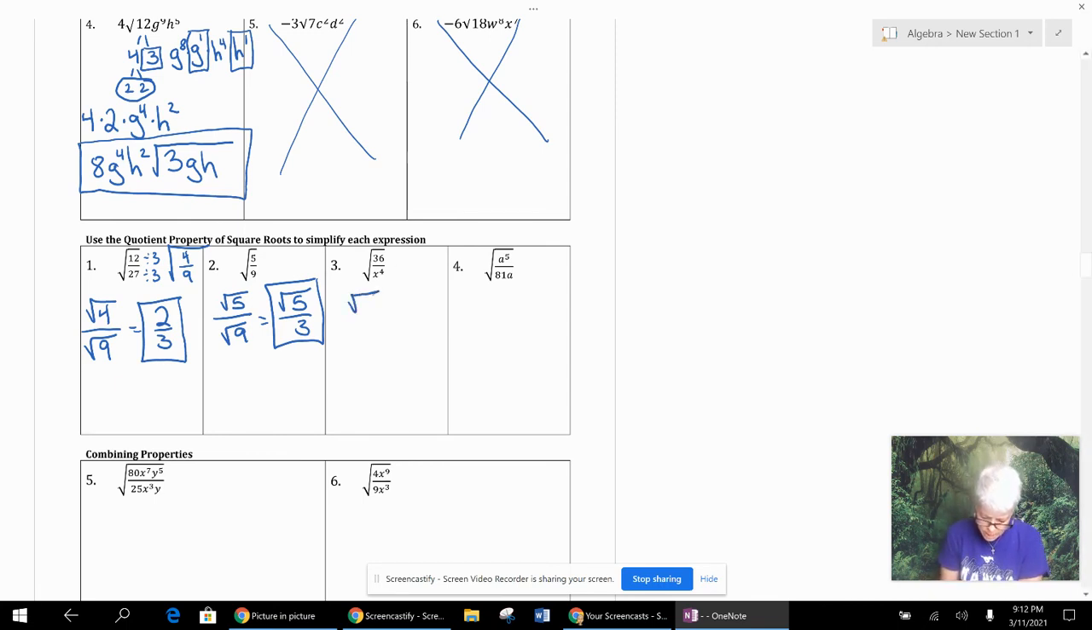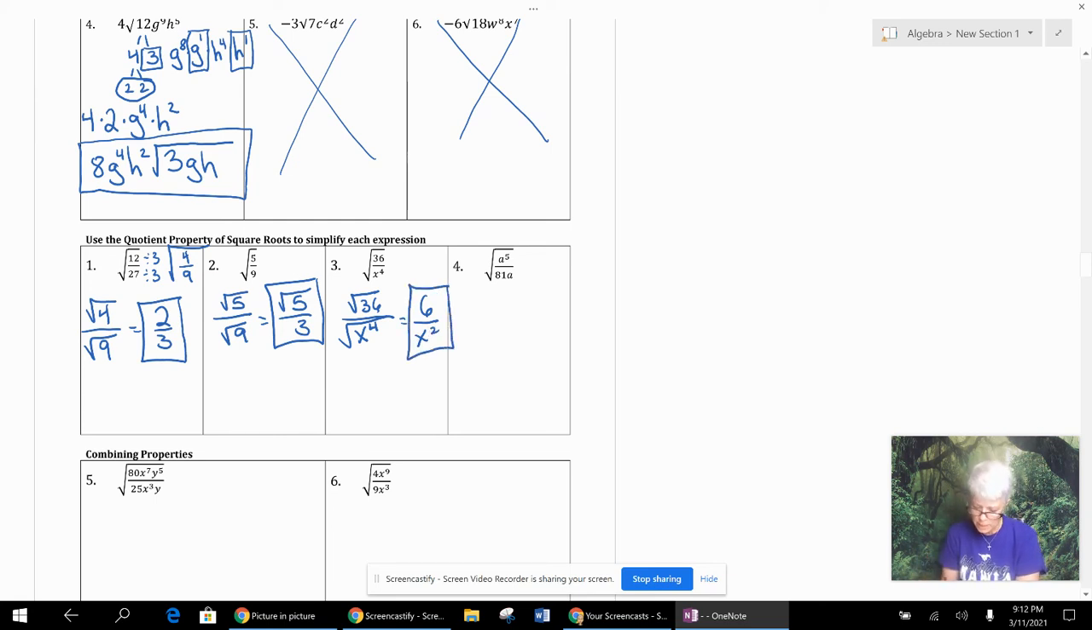Next one. Both of these are perfect squares. I'm going to break it down because we can't always get rid of both radicals, but we're giving you nice, pretty problems. 36 is a perfect square. X to the power of 4, I can half it, pull it out. X squared. I am done.